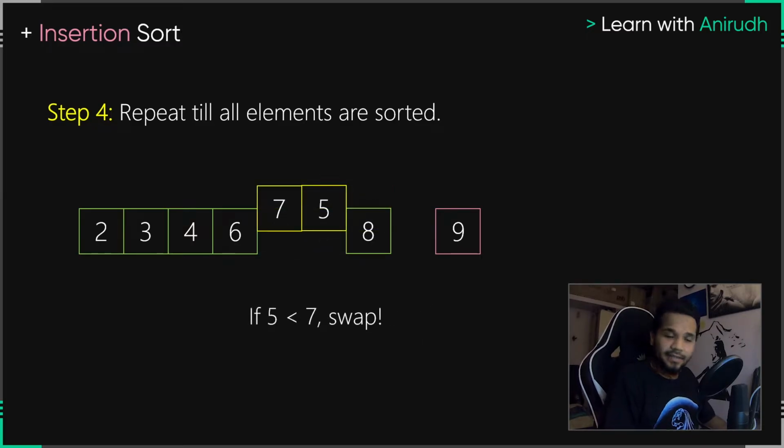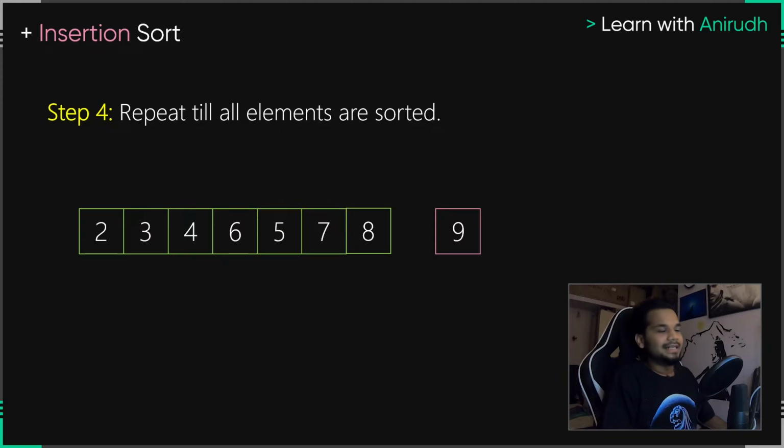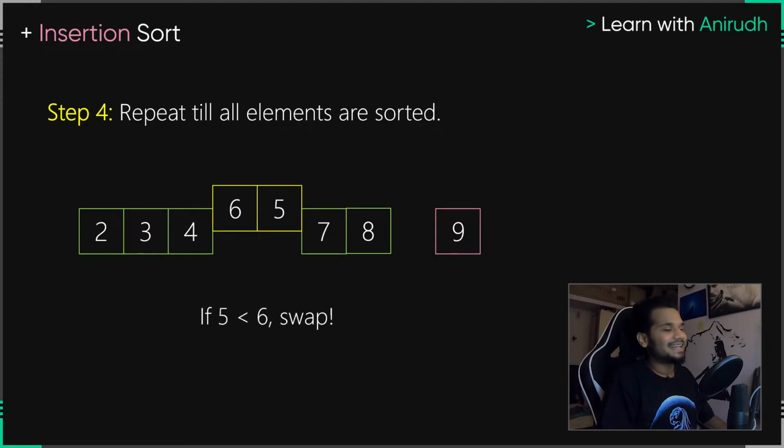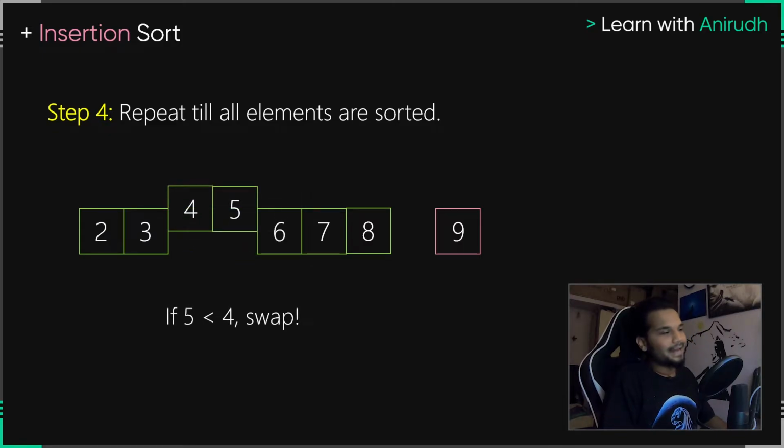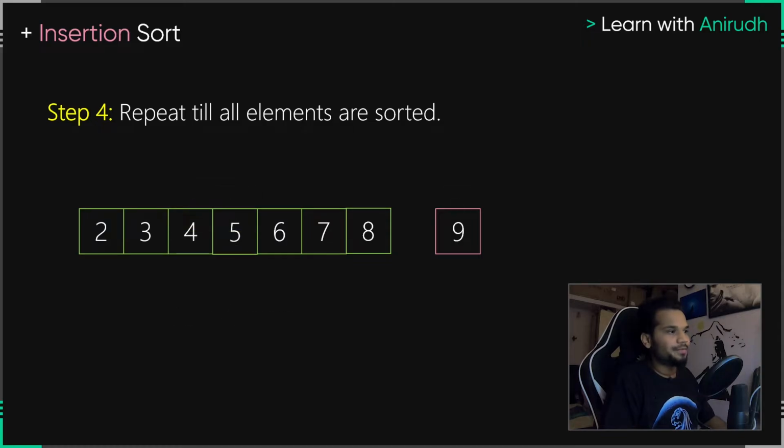5 is less than 7. So swap again. Done. 5 is less than 6 again. So we have to swap again. Done. Now 5 and 4 get compared. Is 5 less than 4? Absolutely not. So we're not going to swap this. And eventually one element gets left out on the right side, which is 9.